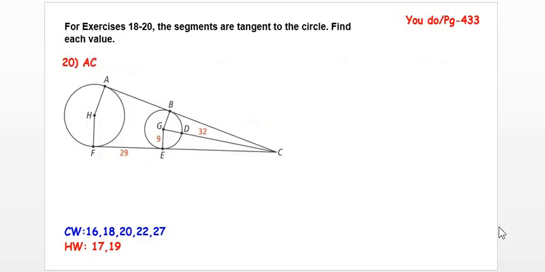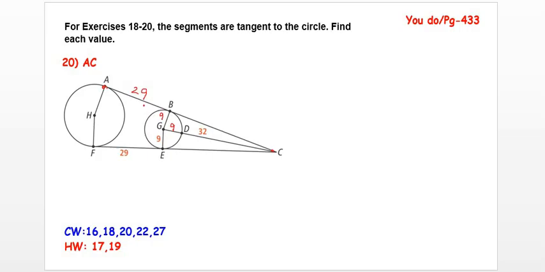Clear? Here is the next question. It says find how long is AC. Where is AC? AC is this line from here to here, right? Okay, now if this part is 29 from E to F, so A to B will also be 29, right? Okay, if this measurement G to E is 9, so G to D will be 9 and G to B will also be 9, right?